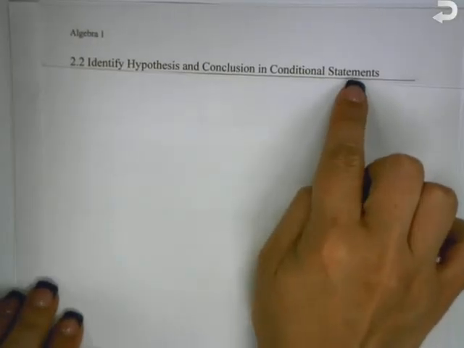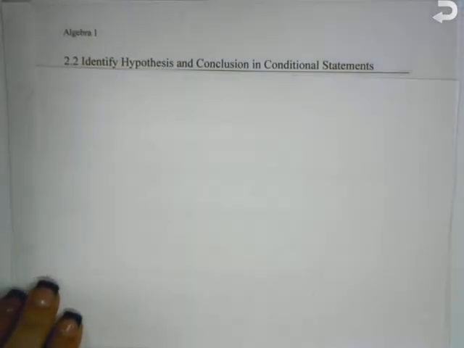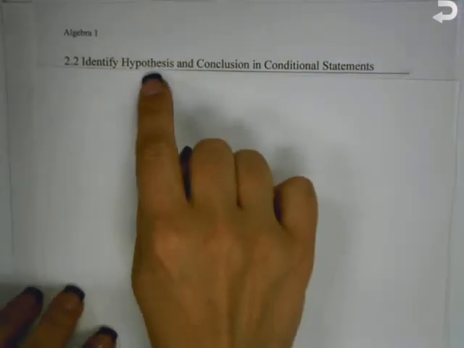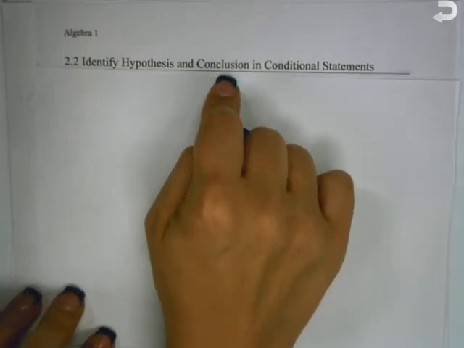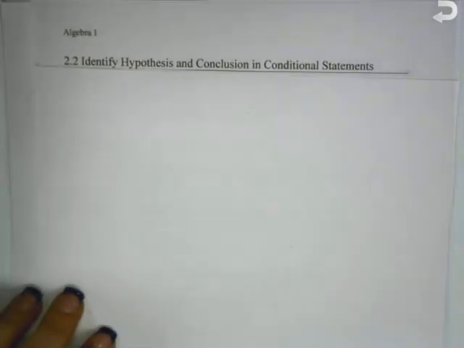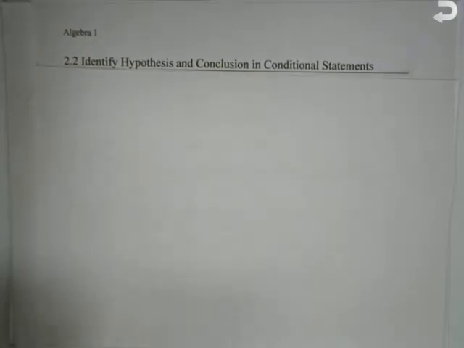Okay, so we have 2.2 today. Today we are getting what's called a conditional statement. And all we're doing in this is identifying the hypothesis and the conclusion. Okay, science, hypothesis, what does that mean? Your guess. Conclusion, what does that mean? Your answer. Good.